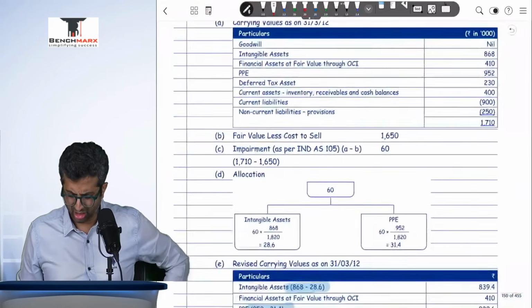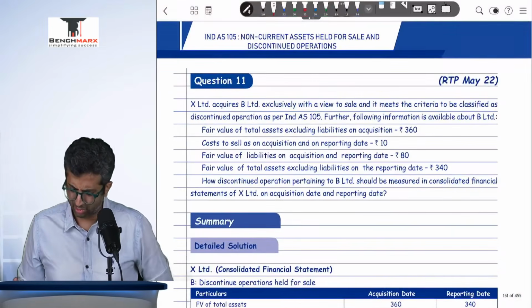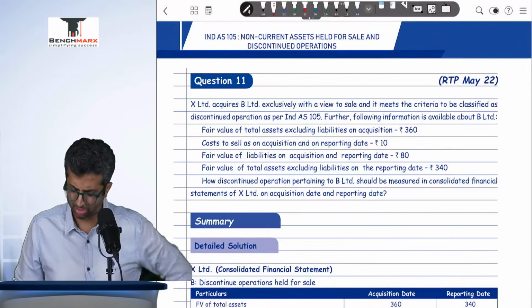Okay, 10 is done. Other than that, you have 11, which is on a special case, which is pertaining to business combination only, not very important.